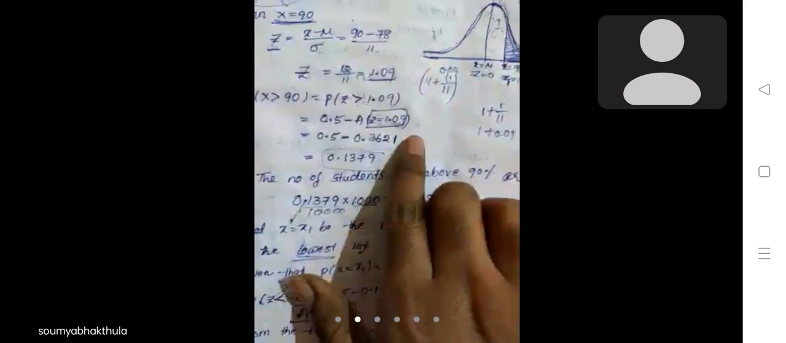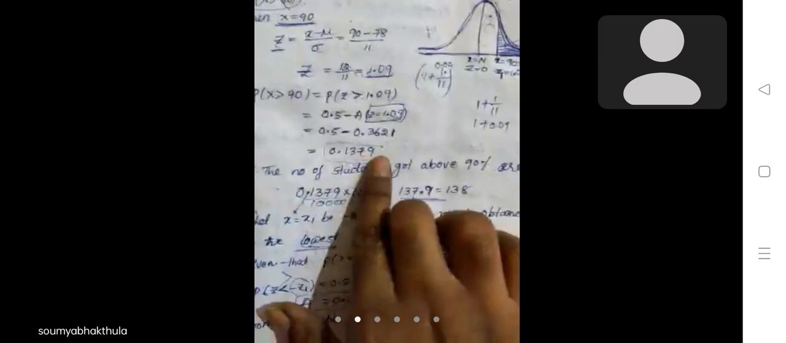So for 1.09, how you have to look: here 1.0, where is 9? Here. So the combination of this one is 0.3621. So I am taking 0.3621. If you remove this, you will get 0.1379.